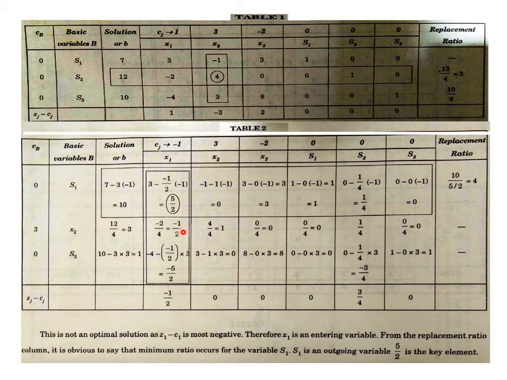So 5 by 2 into 0 plus minus half into 3 plus minus 5 by 2 into 0, that will be only minus 3 by 2. That is Zj. Zj minus Cj means minus minus plus 1. So minus 3 by 2 plus 1 will be minus half. Similarly, you can calculate Zj minus Cj for all values.